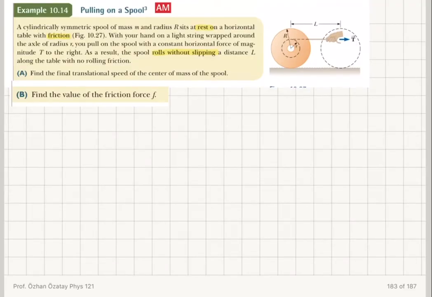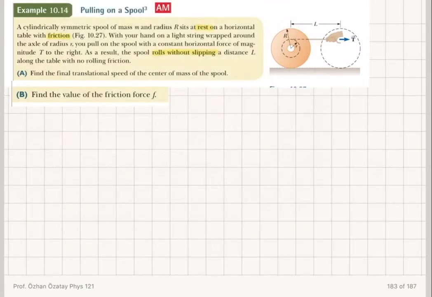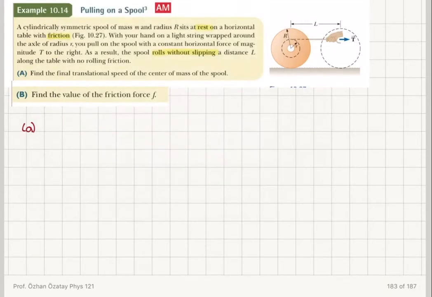Find the final translational speed of the center of mass of the spool. Find the value of the friction force. Okay, so in this problem, in the notes I use the energy approach to solve the problem. I'm going to try a different approach, basically use kinematics in order to get the answer to part A. So what I'm going to do is, first of all, try to calculate the acceleration of the center of mass.